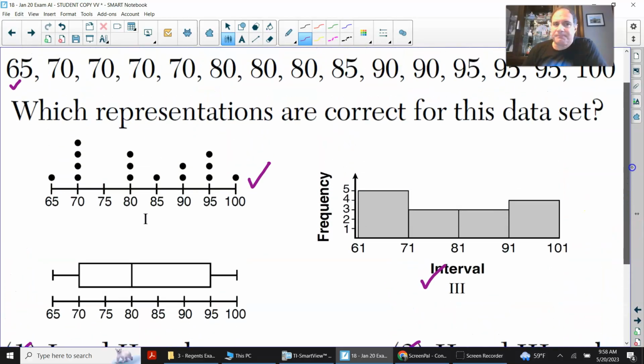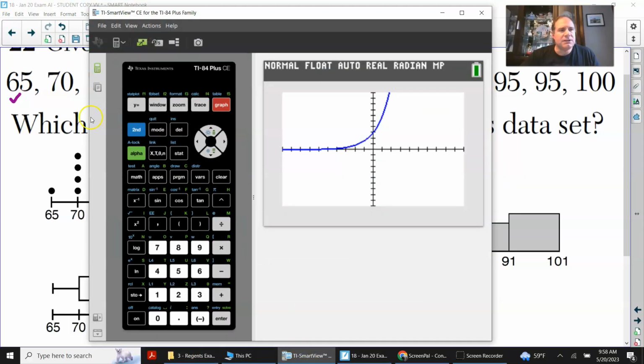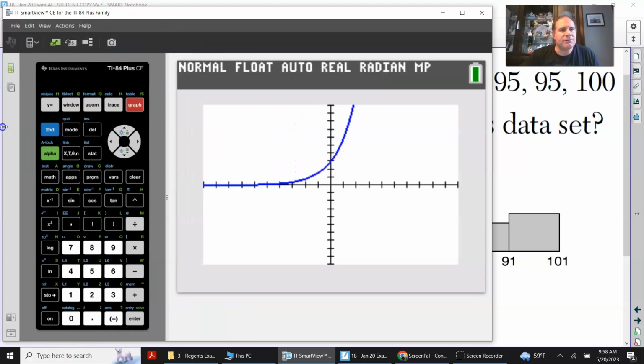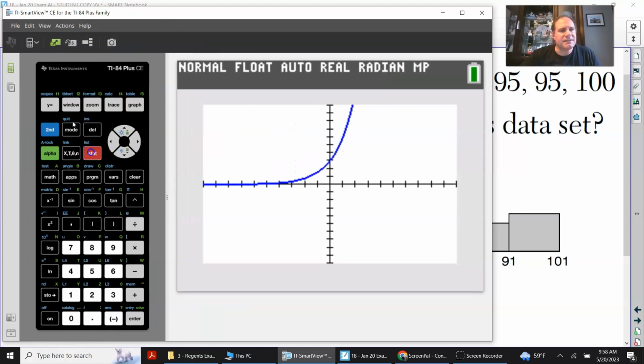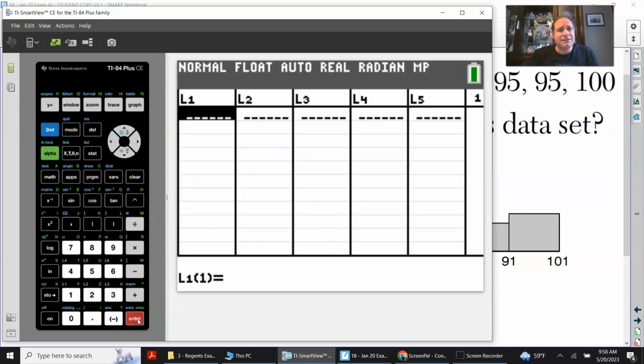One easy way to do this is to put this into a list in the calculator, and then I'll show you how to do it by hand as well. I have the numbers here because it's going to block out my screen. To get a list into your calculator, we are going to press stat. If you've never done this before and you leave it on edit, you press enter. And see this L1?